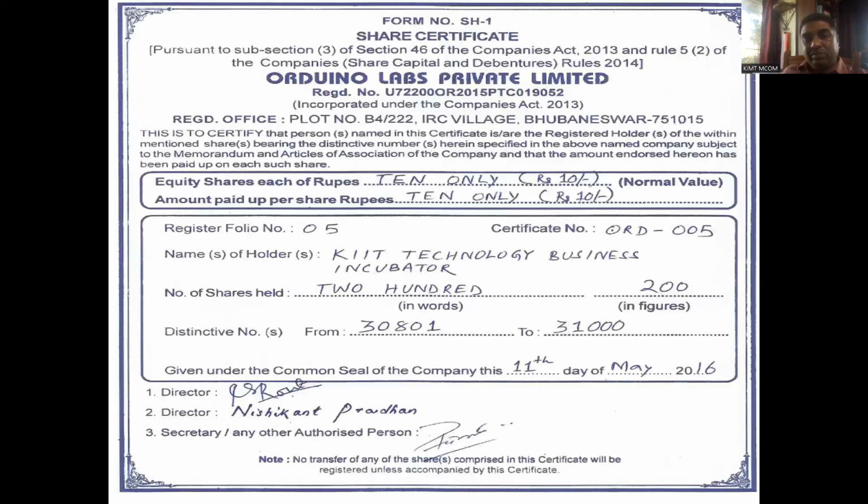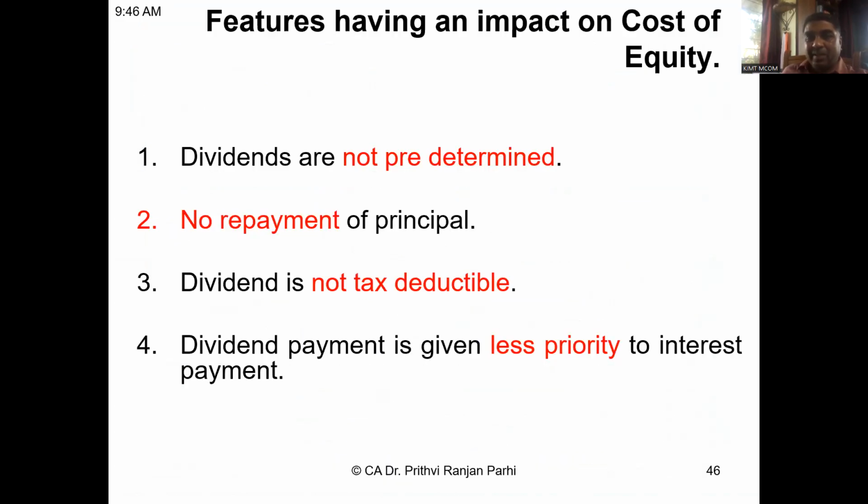Okay, what I'm showing you right now is a share certificate. When a company issues shares, it issues a certificate like this. Every company gives their certificate. Just have a look. A few sessions back, I had shown you a bond. This is a share certificate. This is how a share certificate looks. Shareholders get certificates like this. Now, before computing cost of equity, let us learn some of the features that have an impact on cost of equity.